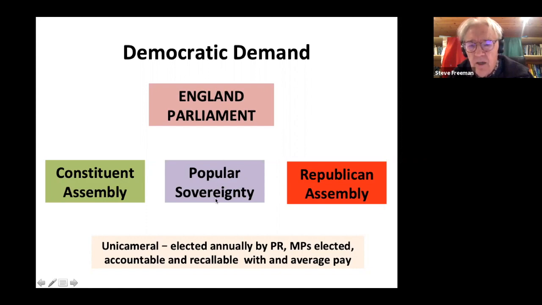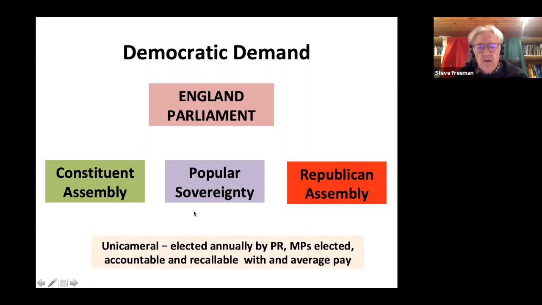Then we're getting into arguing about popular sovereignty. Who should be sovereign over the English parliament? Should it be the people, or should it be under the crown? So you open another argument about who's going to have control of this parliament. And then that leads you to the idea that it could be a republic. If it becomes popular sovereignty, the English parliament would be a republican assembly. So you get into all these arguments about the case for democracy, the case for popular sovereignty, the case for a republican thing.